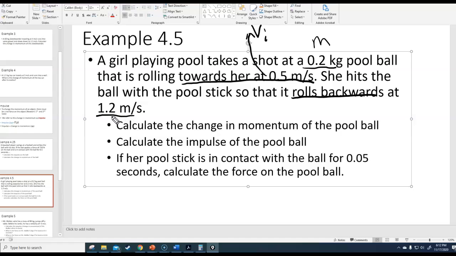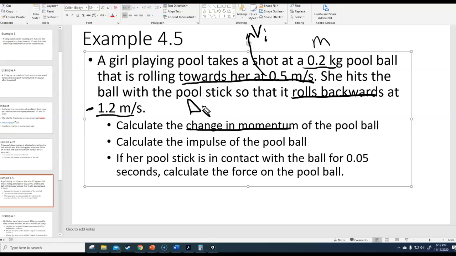Now this is really important. You need to understand that if it's rolling towards her and then she hits it backwards, that means the new velocity should actually be negative because it's going in the opposite direction. Okay, so if it's coming towards her with a positive velocity, when it goes away from her, it has to have a negative velocity. Now the first question says calculate the change in momentum of the ball.